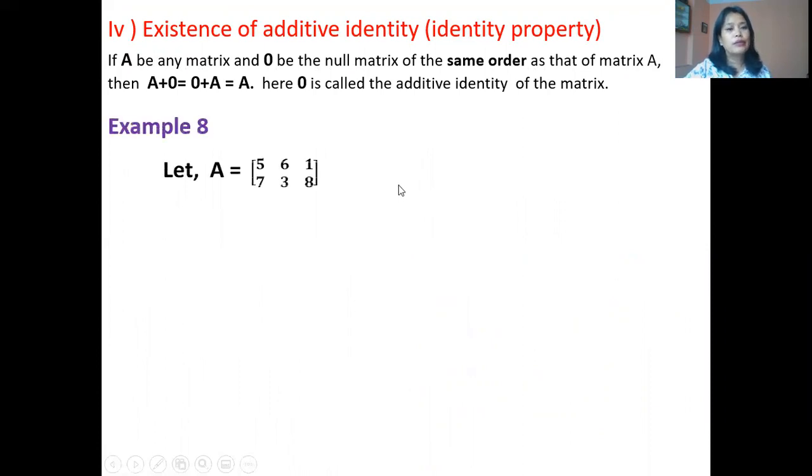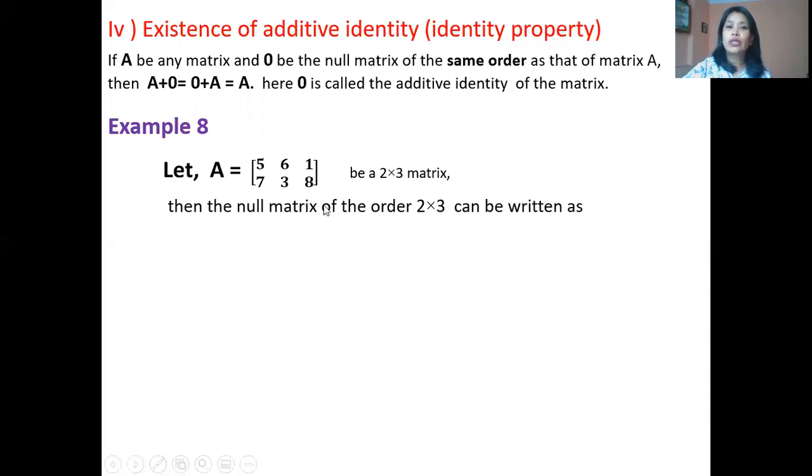Let's take an example. Matrix A is here with 2 rows and 3 columns. And let us take the 0 matrix, the null matrix of the same order, 2 rows and 3 columns, like this. The 0 matrix is here. All the elements are 0. It is a null matrix with order 2 by 3. To verify the existence of additive identity, let's start from the left hand side of this equation.